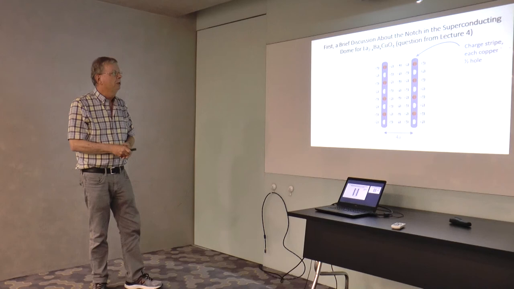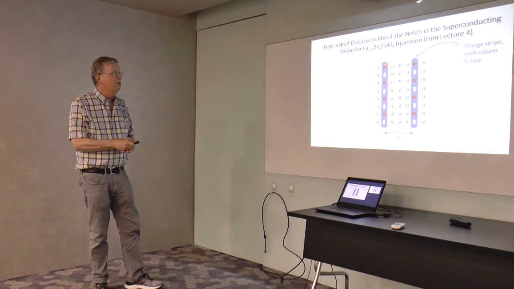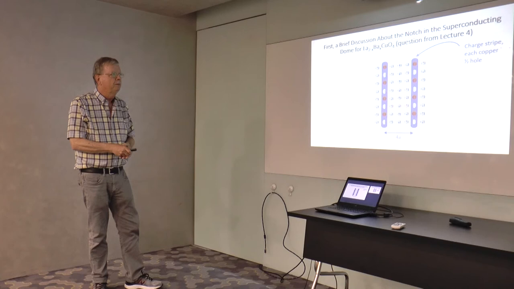So here's a row where every, you know, this is a half of a hole, this is a half of a hole, or you could say this is one hole, this is no holes. But anyway, on average, every copper atom has a half of a hole. And then these stripes or rows of copper atoms separate the rows of the copper atoms with the full doping and the magnetic moments on them. So I've skipped over a couple of things here.